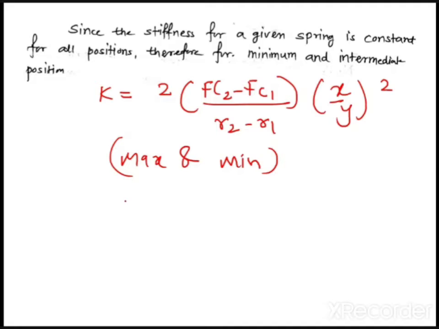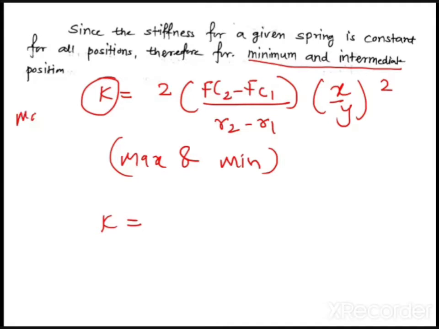Now, if I say calculate the spring stiffness, it is the spring stiffness between Fc2 minus Fc1, that is, the maximum and minimum position. Each time you don't need to do the derivation, right? If I told you to calculate the spring stiffness for minimum and intermediate position, how will you calculate? Can anybody tell me? Minimum and intermediate position.